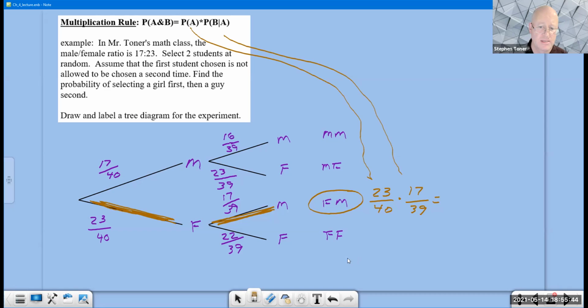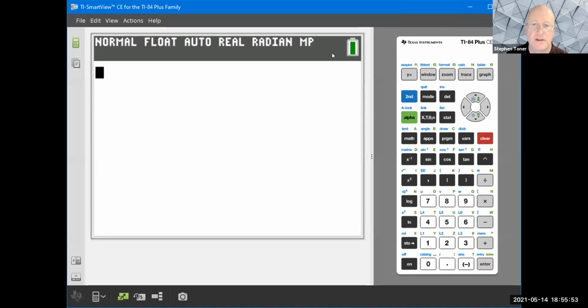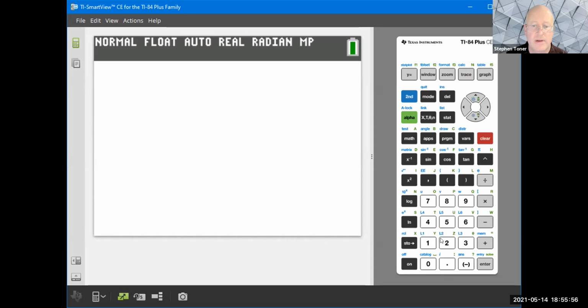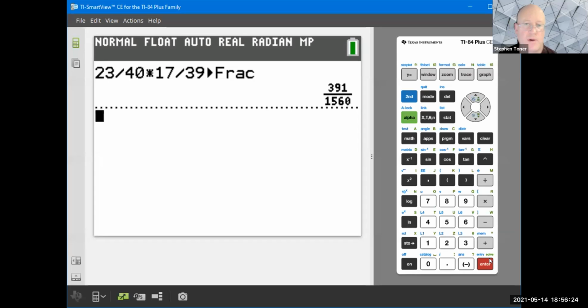Now, when you go through to do your multiplication here, those are some big numbers, and I don't see any reduction possible here. So I'm going to use my calculator. I still have some numbers from the previous video stuck in there, and we're going to just type it as we see it. 23 divided by 40 times the next fraction, which is 17 divided by 39. Now I could hit enter and get a decimal answer, but I'd rather get a reduced fraction. So again, I'm going to hit math, enter, enter. And there's my reduced fraction of 391 over 1560.